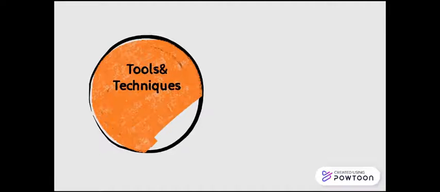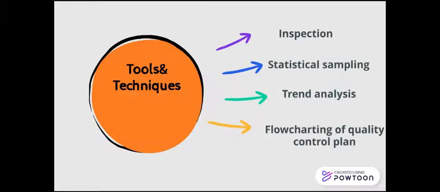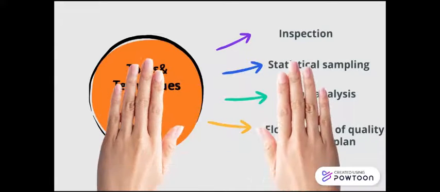Next, tools and techniques. Quality control tools help in collection of data and analyzing the data. Some of the tools and techniques are inspection, statistical sampling, trend analysis, flowcharting of the quality control plan, and cause and effect diagrams. All of these tools together can provide great process tracking and analysis that can be very helpful in quality improvements. And next, quality control outputs.